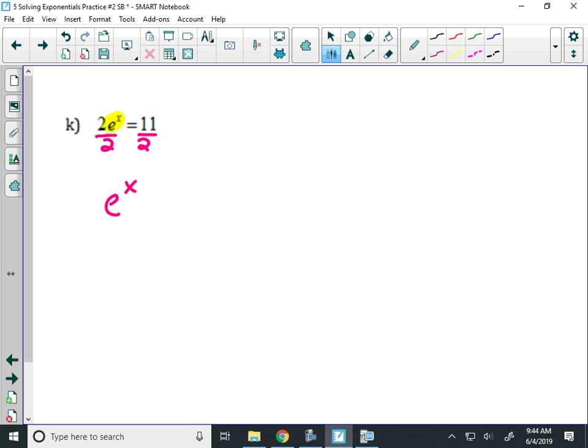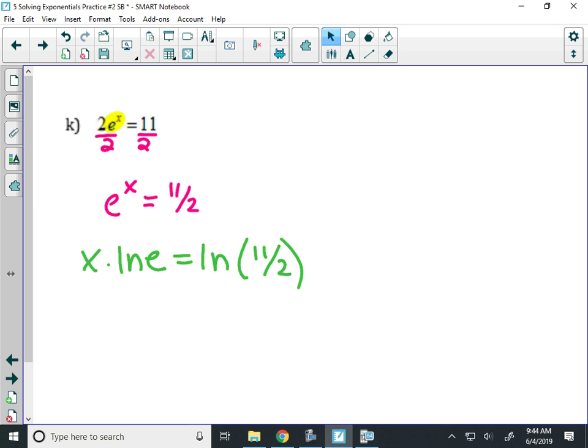I'll have e to the x equals 11 over 2. That's a nice number, but I'm going to leave it as a fraction, but you can do 5.5 if you want. Now, I take the log of both sides. Remember, my logarithm law, the x comes in front, so I have x times natural log of e equals the natural log of 11 over 2. And we learned in our notes that the natural log of e is equal to 1. So you don't have to do anything with it.